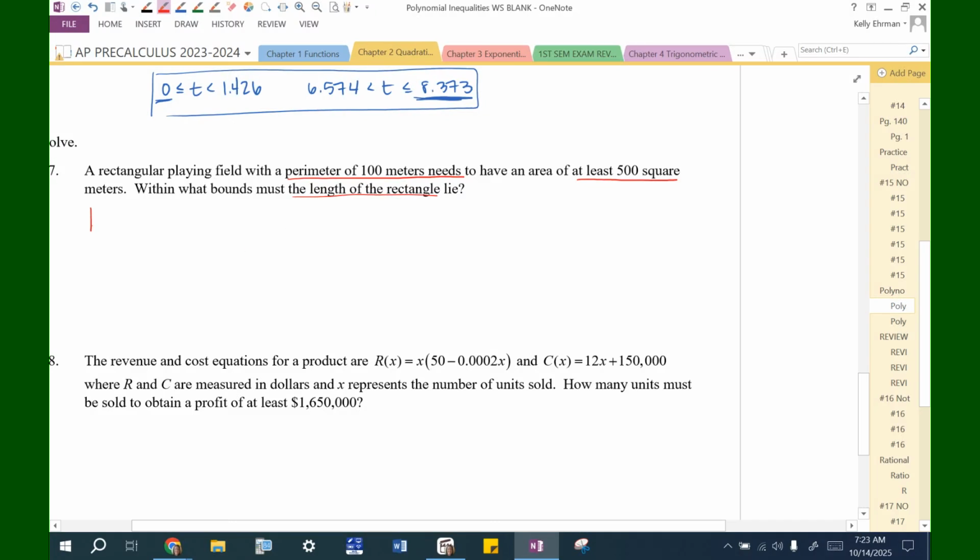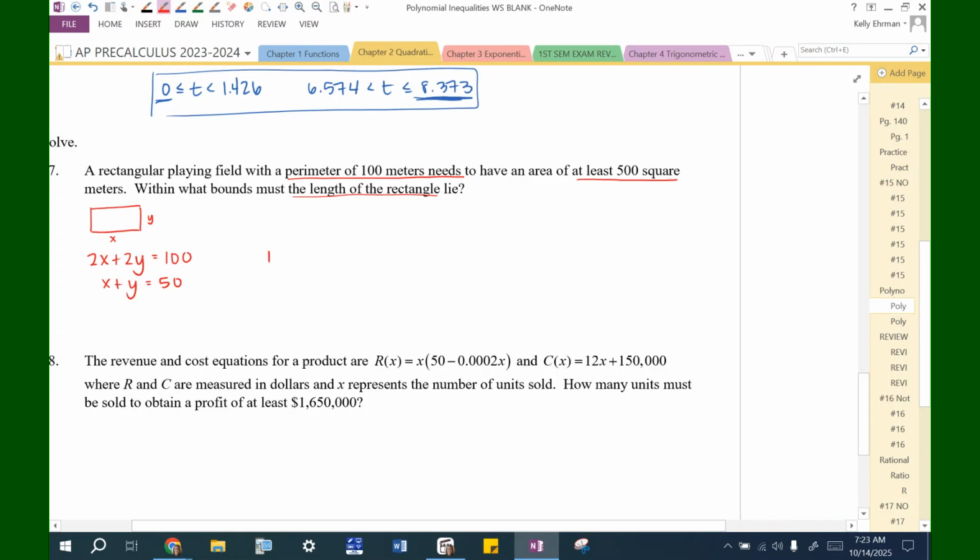So let's start with the perimeter of our rectangle. I'm just going to call this x, this y. So we know the perimeter of a rectangle is 2x plus 2y, and that's equal to 100. Let's divide everything by 2, just to work with smaller numbers.